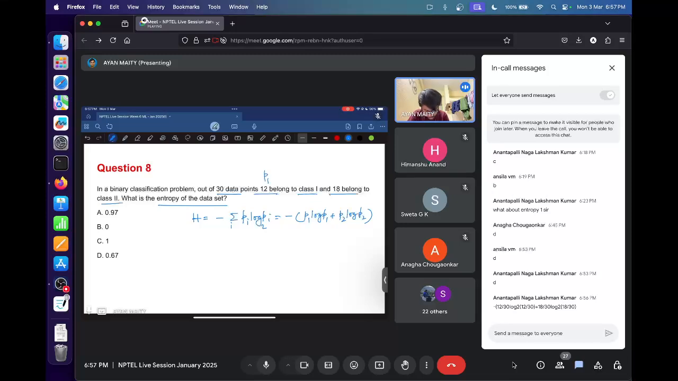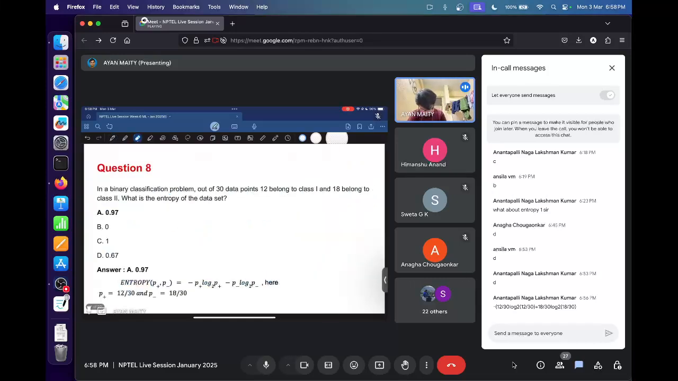P1 is the fraction of elements in class 1. There are 12 elements out of a total of 30 in class 1, and in class 2 there are 18 elements out of 30, so P2 is 18 by 30. Now you just have to compute this: 12 by 30 log base 2 12 by 30 plus 18 by 30 log base 2 18 by 30. And the minus would be there in front, so don't forget about this minus, otherwise the answer would become negative. Entropy cannot be negative, and if you compute this it would come out as option A, 0.97.